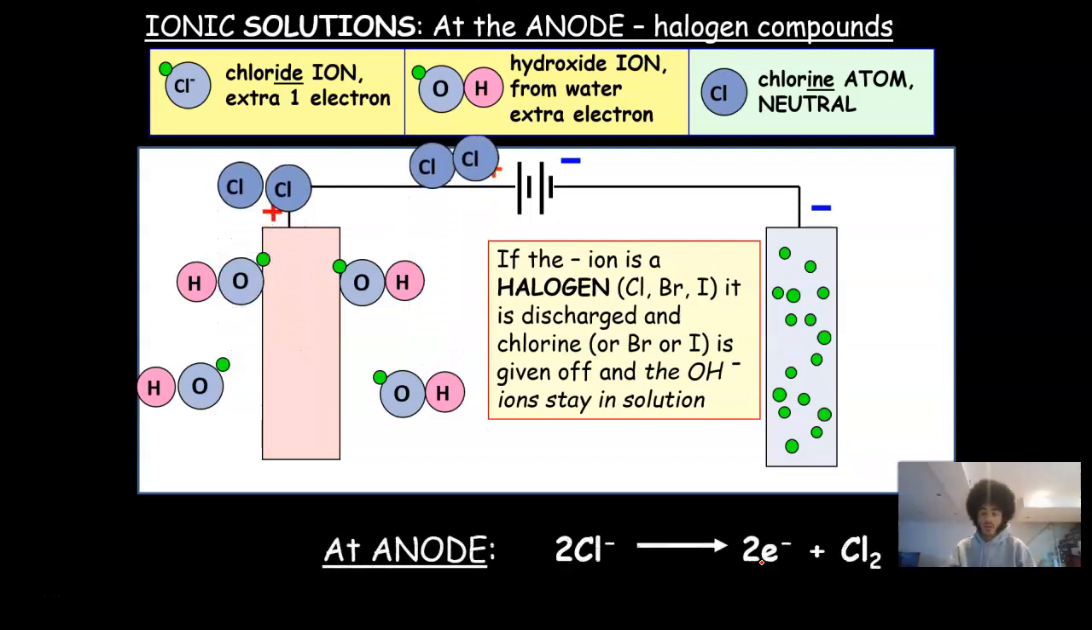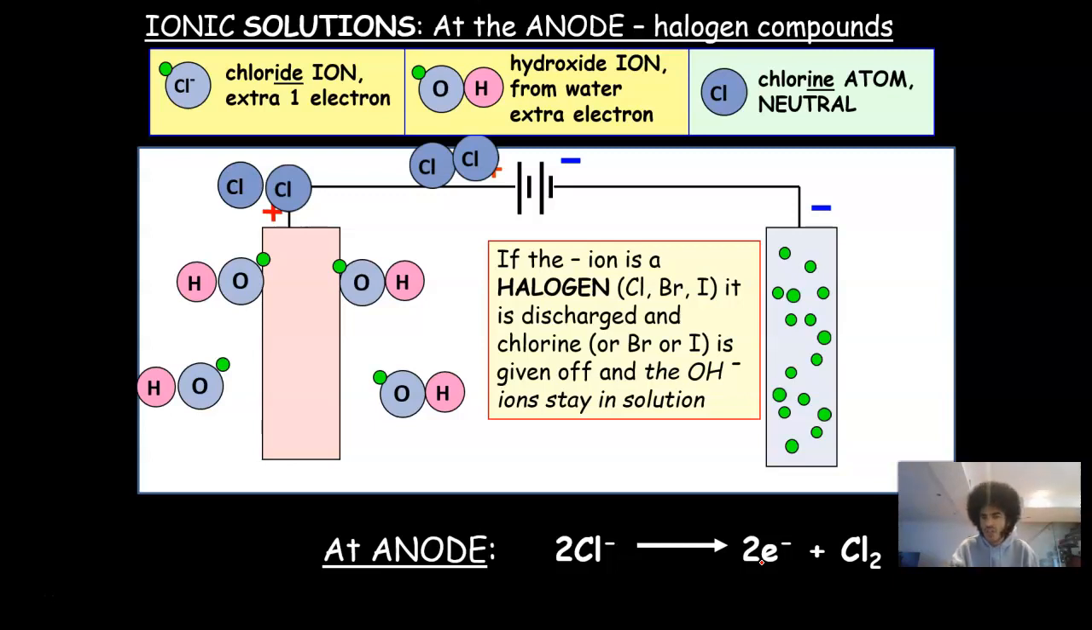And you can test for it, right? So what you could do is you can get some litmus paper, it will probably bleach it white, and that'll be evidence that you've got chlorine gas. The half equation there is at the bottom. Again, I'll cover that in a future video because it's quite complicated. The OH ions you have here, they stay in solution.